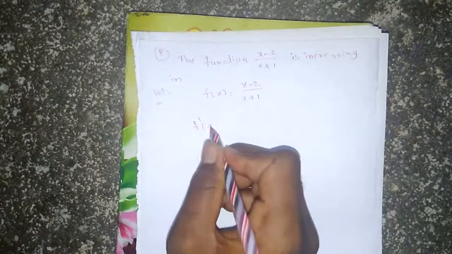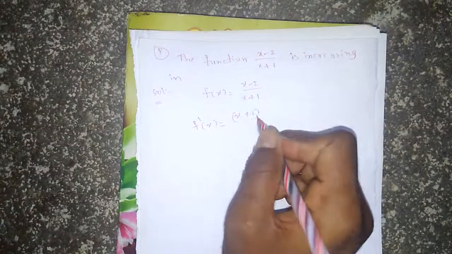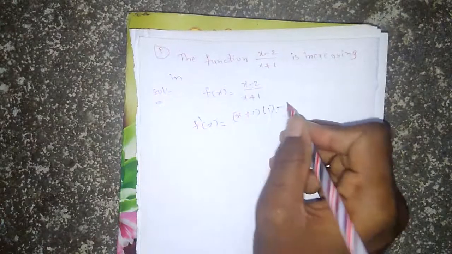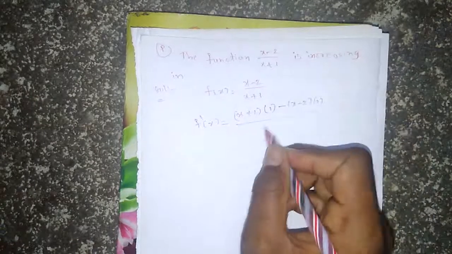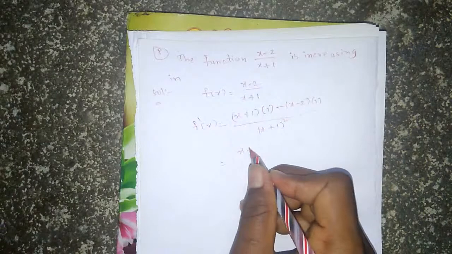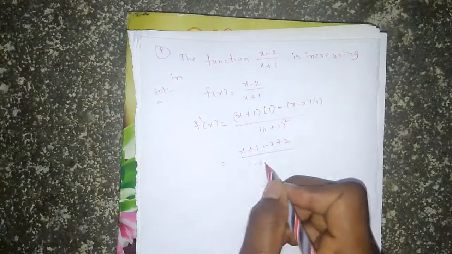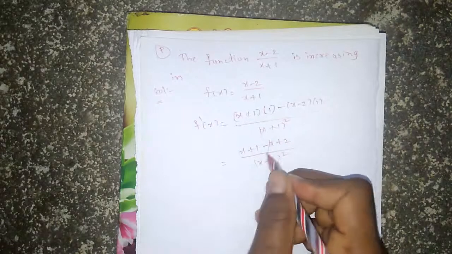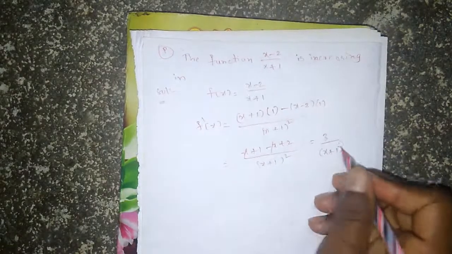Find the derivative f dash of x is equal to, here apply division rule, x plus 1 into derivative of x minus 2 is 1 minus x minus 2 into derivative of x plus 1 is 1 by x plus 1 whole square. This is x plus 1 minus x plus 2 divided by x plus 1 whole square. Here x gets cancelled, that is 3 by x plus 1 whole square.